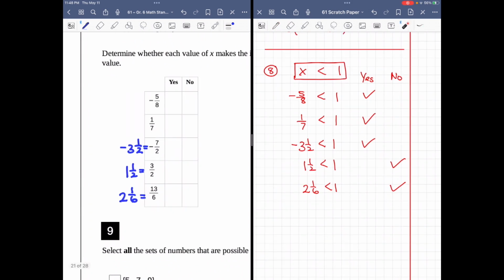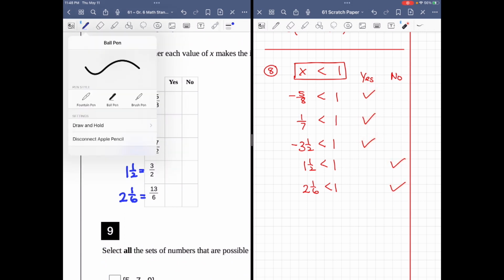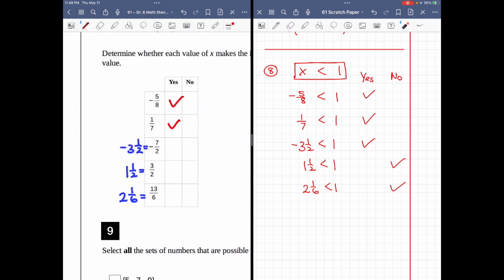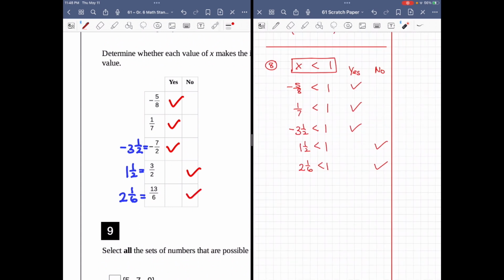And there are your answer choices. Yes, yes, yes. No, no. Check it off. Yes, yes, yes. No, and no. Problem number 8 is done. Go ahead and close it off.